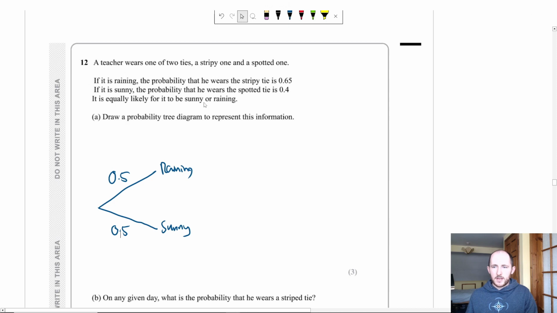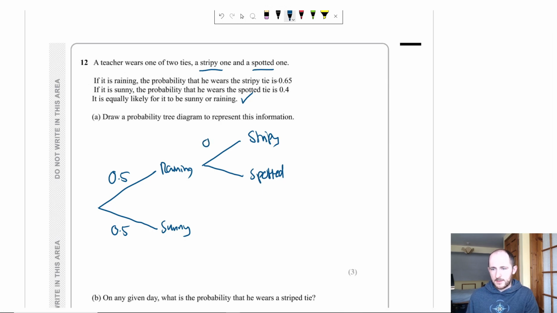Then let's start with the first. So we've actually used this information. I like to tick off the information as I use it just to make sure I've used all 3 bits. If I haven't, then I've probably done something wrong. If it's raining, so we're going to do the raining branch first. So let's split it into 2 because there's 2 options, right? Here's a stripy and a spotted tie. So let's put stripy on top and spotted on the bottom. The probability he wears a stripy one is 0.65. So let's put the 0.65 here.